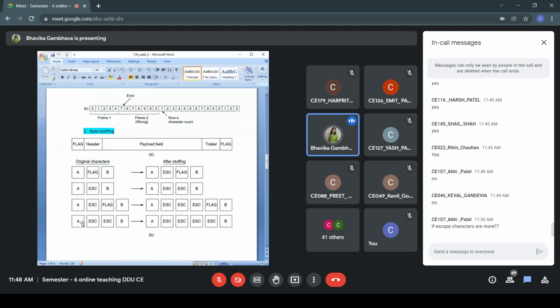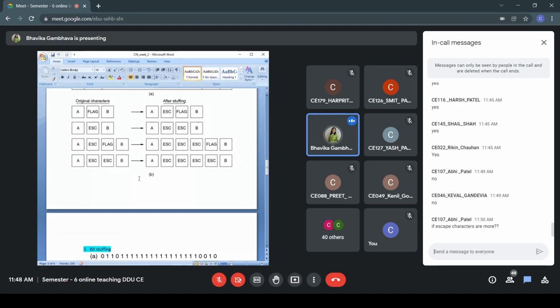It is a foolproof method, but it is not efficient. As you said, if escape characters are occurring very frequently, then each time we are inserting one escape. That means in your data, if let us say out of 4 times, 2 times it is occurring, 50% of the time, then that many extra bytes you need to insert. So here the overhead is higher. It works fine, but it is not efficient. So we have the next technique, which is bit stuffing.